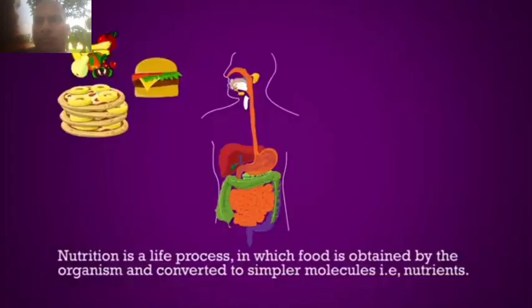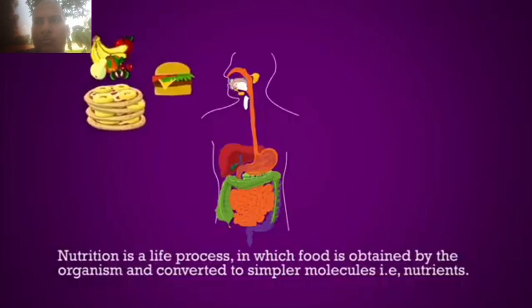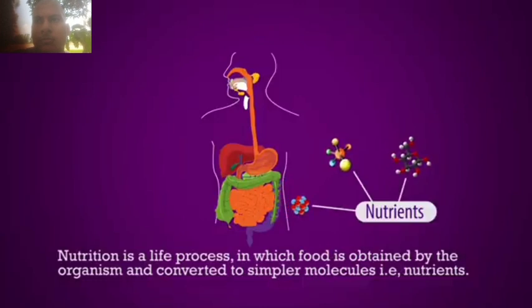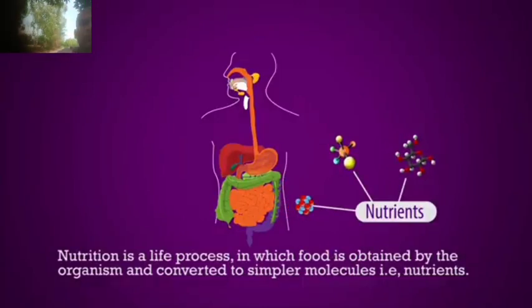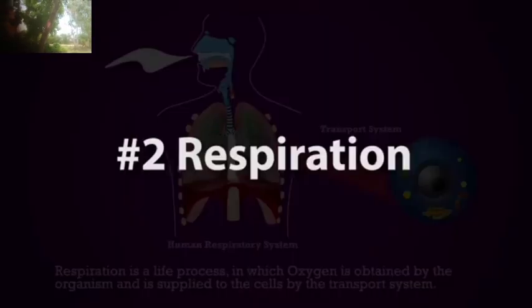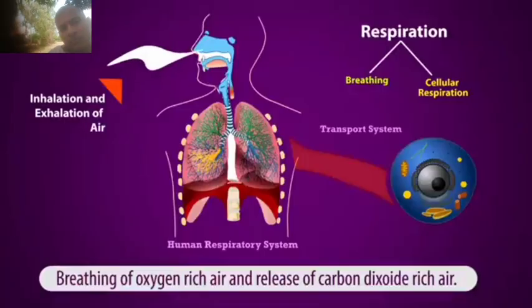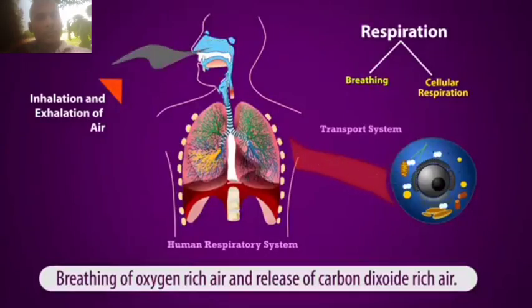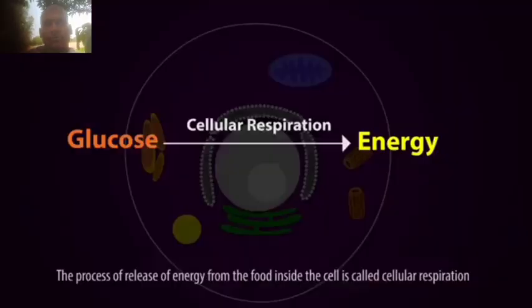First life process, nutrition. It is a life process by which organisms are able to obtain their food and can convert that food into nutrients. These nutrients help the organisms in their growth and repair and maintenance of their bodies. The second process is respiration. In this process, organisms obtain oxygen from their surroundings and release carbon dioxide out of their bodies. Respiration also releases energy from the food molecules like glucose.